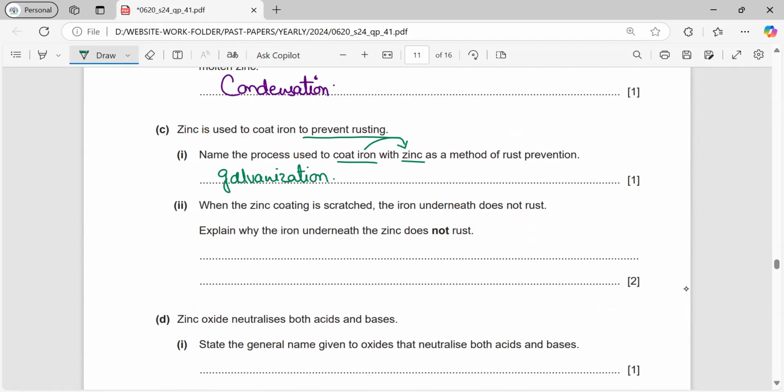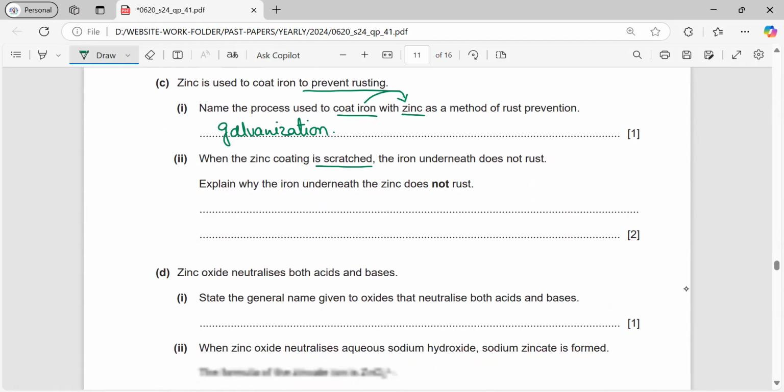When the zinc coating is scratched, the iron underneath does not rust. Explain why the iron underneath the zinc does not rust. Now, as we all know, zinc is more reactive than iron. So it protects the iron by losing its electrons in preference to iron. So it gets oxidized very easily.